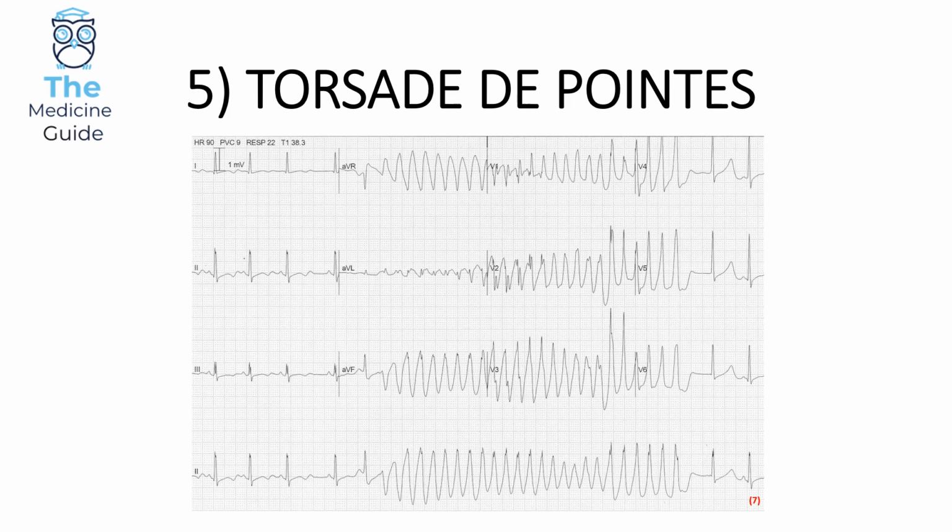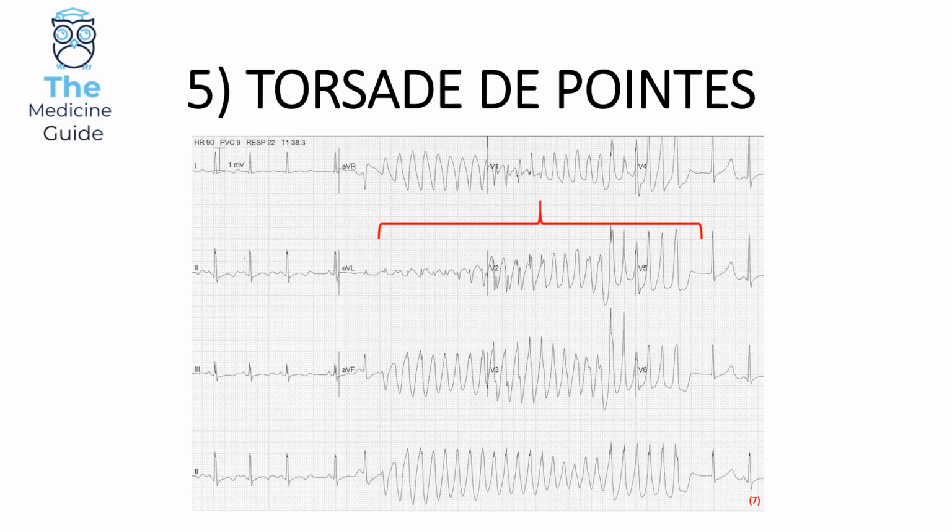So this is an example of torsade de pointes. So torsade de pointes, when you translate it from French, is described as twisting of the points. So if you have a look at leads AVL, V2 and V5, you can see that there's twisting around the axes.